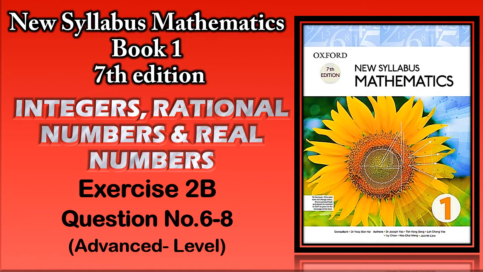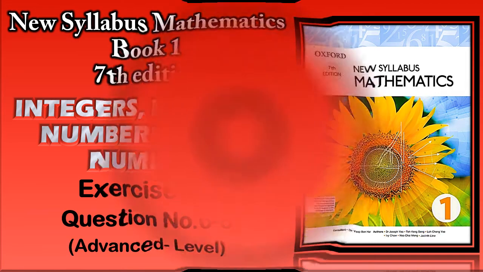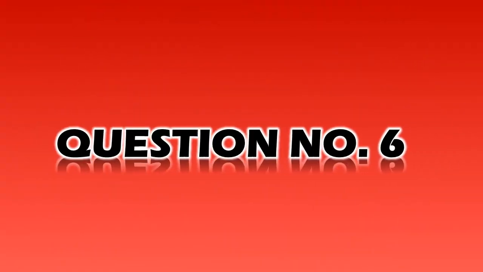New Syllabus Mathematics Book 1, 7th edition, Chapter 2, Integers, Rational Numbers and Real Numbers, Exercise 2B, Question number 6 to 8, Advanced Level. Question number 6.